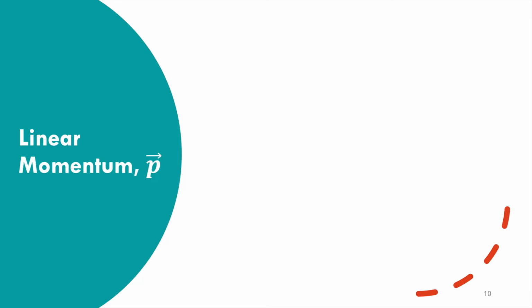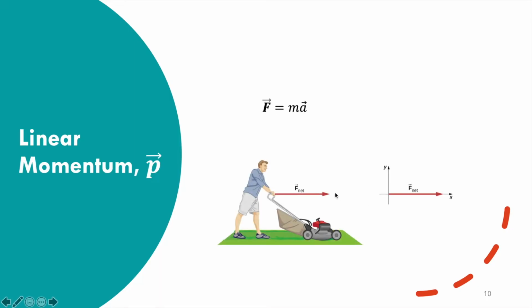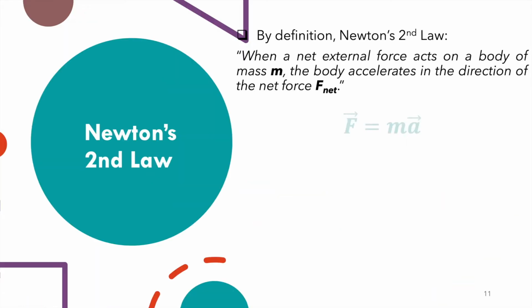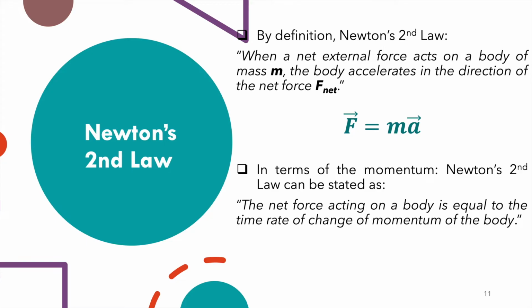Remember Newton's second law, which states that when a net external force acts on an object of mass m, that object will accelerate in the direction of the net force. Since acceleration is simply the change of velocity over time, Newton's second law can be written in this form. We can substitute a with delta v over delta t. And since mass is a scalar quantity, we can place it adjacent to velocity. Take note that mv is simply the momentum. So we can state Newton's second law in terms of momentum as: the net force acting on an object is equal to the rate of change of the momentum of the body.